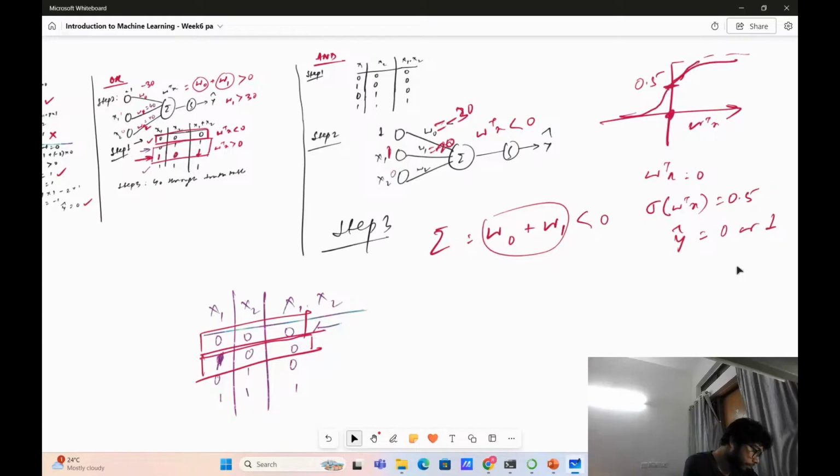So, where was I? I was explaining the second row of the truth table. If x1 is 1 and x2 is 0, this is the summation you have, and you want w naught plus w1 to be less than 0. So what will happen if I take w1 to be 20? Then w naught is minus 30, w1 is 20, so it's minus 10, right? Which is less than 0. So it satisfies the condition, right? Okay, it's not visible. Let me see.